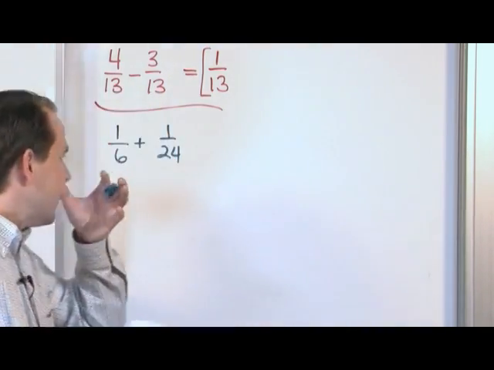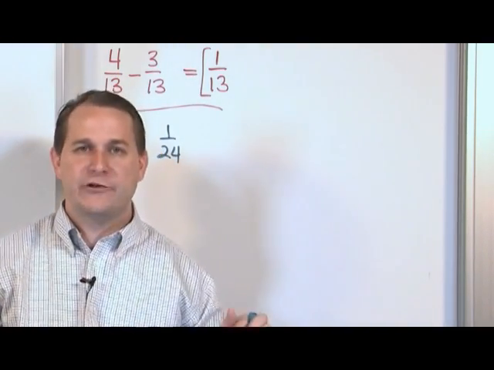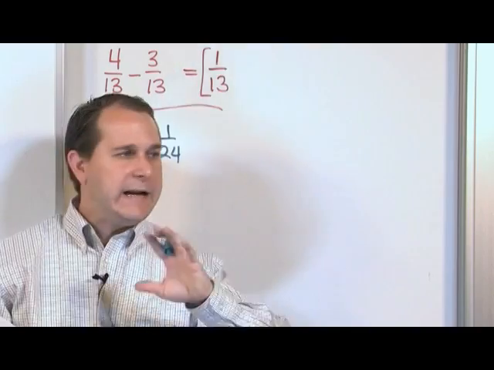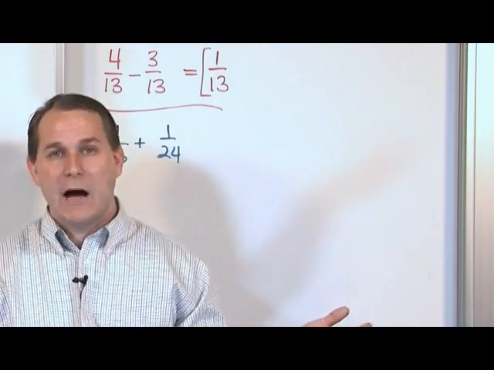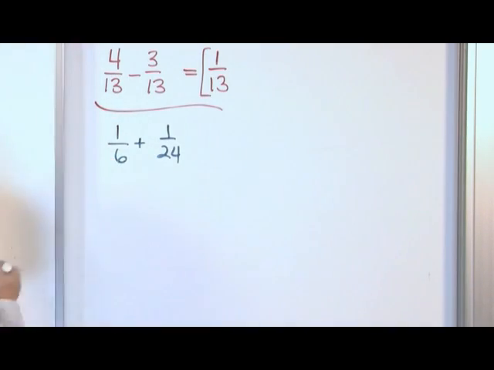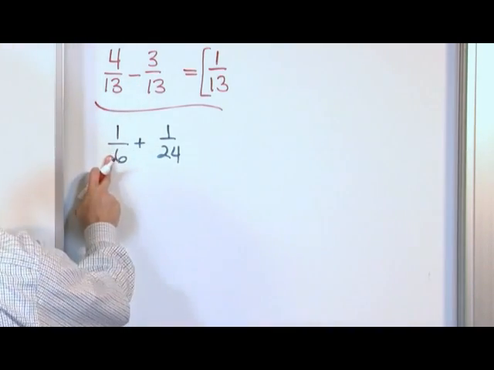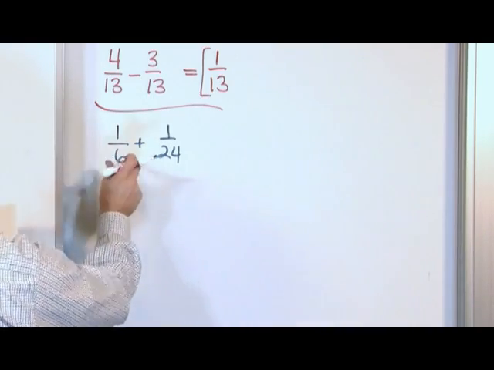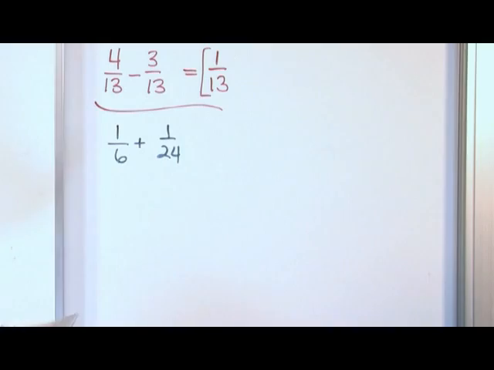So let me ask you this. I already told you that you can do anything you want to the top and the bottom of a fraction as far as multiplying and dividing. Anything you want, as long as you do it to the top and to the bottom. So if I wanted to change this denominator into a 24, then all I would do is multiply by 4, right? If I multiplied this bottom number by 4, I would get 24 for my new denominator. But the only way to make that legal is to also multiply the top by 4, okay?